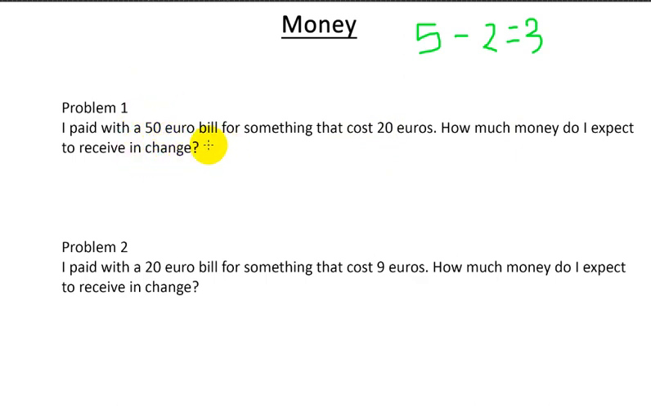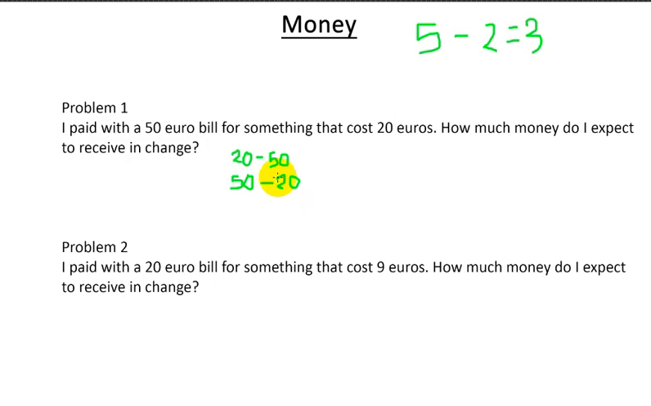Okay. Now here we just bought something that costs €20, and we paid with a €50 bill. So we need to find the difference between 50 and 20. But here's a question. Do I do 20 take away 50? Or do I do 50 take away 20? Which number am I supposed to put first? In subtraction, that's important.